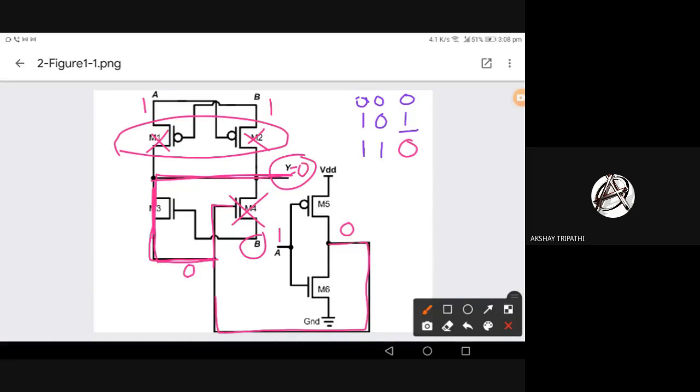One thing is both M1 and M2 are off because A and B are high, so both PMOSes at the top are off. We don't need to consider that. Now we're considering the bottom. A is 1, so the NOT gate output is nothing but A bar, which is 0. So 0 is making M4 off. But B is high, so B is making M3 on. So B makes A bar go into Y, right? So very simple. Y becomes 0. Clear?